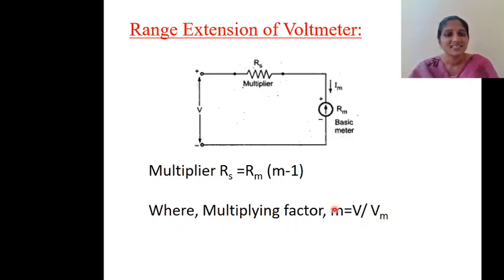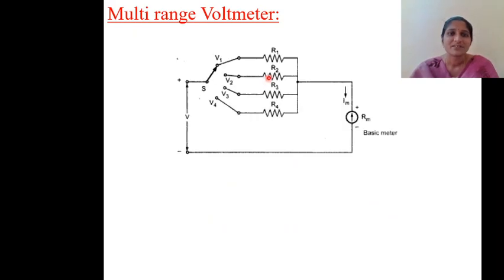Whereas for the shunt, M is equal to I divided by Im. So this is the range extension of voltmeter. If you want to extend this voltmeter for multiple ranges, you need to have several different multipliers. These are connected in series to the voltmeter, so you can get 4 different voltmeter ranges.